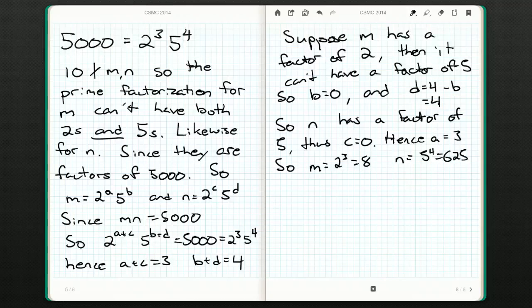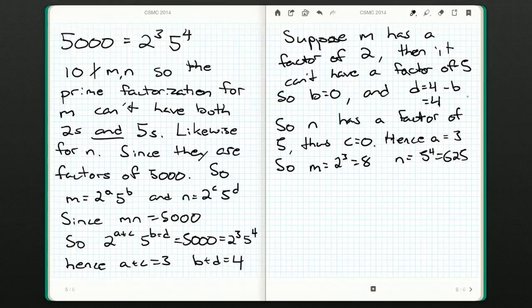Now, notice that we just assumed m has a factor of 2. If it doesn't, then it might have a factor of 5. And then the exact same reasoning would show that m has to be 625 and n has to be 8. Right? We just get sort of the opposite, the reverse of this situation. Okay? But the sum, m plus n, would still be 8 plus 625. It doesn't matter who is 8 and who is 625. We still get the same value.